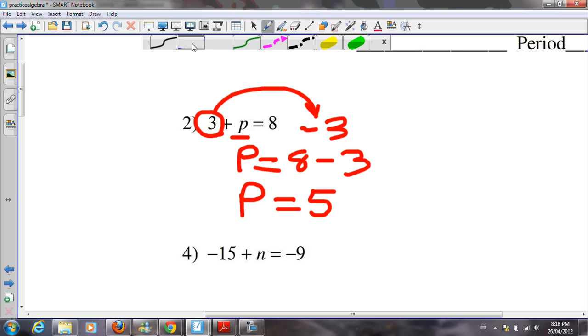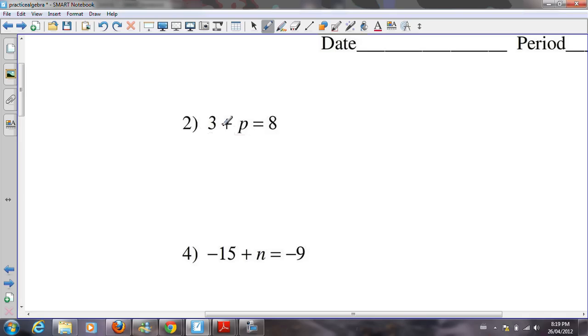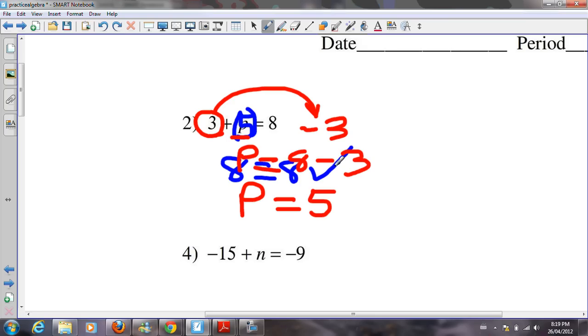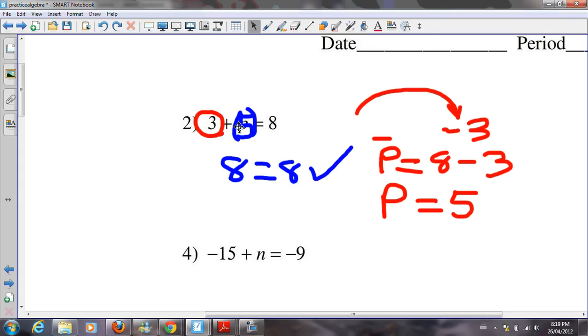Now we can easily test out to see if we're right by simply putting 5 back into the original equation for p. So if I go back here and I look at the original equation, which was 3 plus p equals 8. So remember, our answer was 5. So 3 plus, let's put 5 in for p, and we can put it in brackets if you want. So 3 plus 5 does equal 8. So we have 8 on each side, so we know our answer is correct. So that's if you're asked to validate or check your answer.